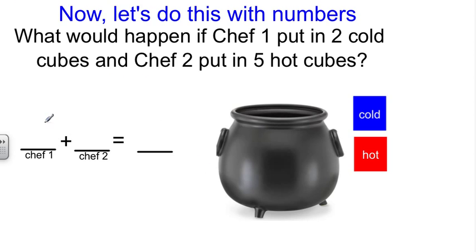Hit pause and then return. So at first I have 2 cold cubes. I have 5 hot cubes. What do I have more of in my pot? I have 5 hots and 2 colds. I have more hot cubes. How many more hot cubes are there? 3. Do you see the pattern yet? I hope you're getting close.